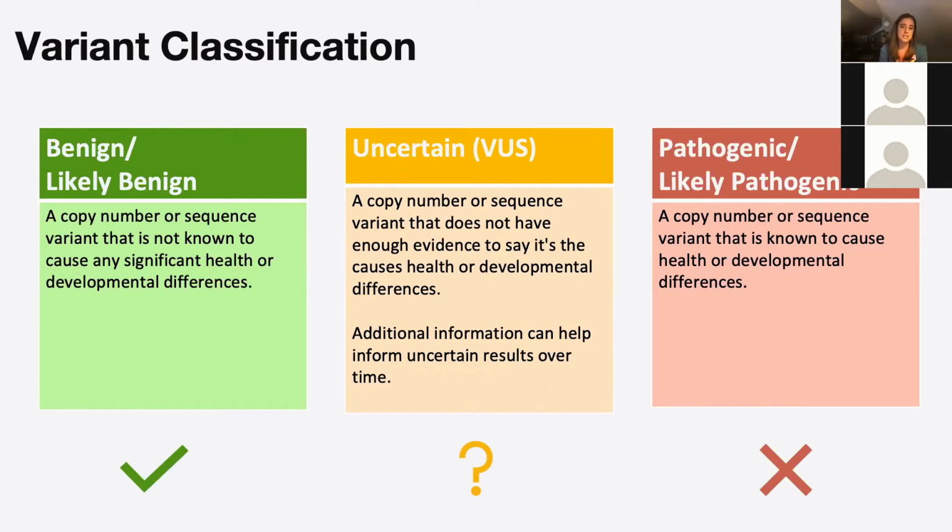Finally, if there's not information to put a variant into the pathogenic or benign category, it's often called a variant of uncertain significance, or VUS. This means that based on the information we have available, there's really not enough evidence to say that a variant is associated with health or developmental differences or is not associated. More information really is needed to help better put it into one of those clearer categories of benign or pathogenic. Sometimes additional information might be things like testing other family members. Other times we need to wait just for more information to become available to help really inform our understanding.